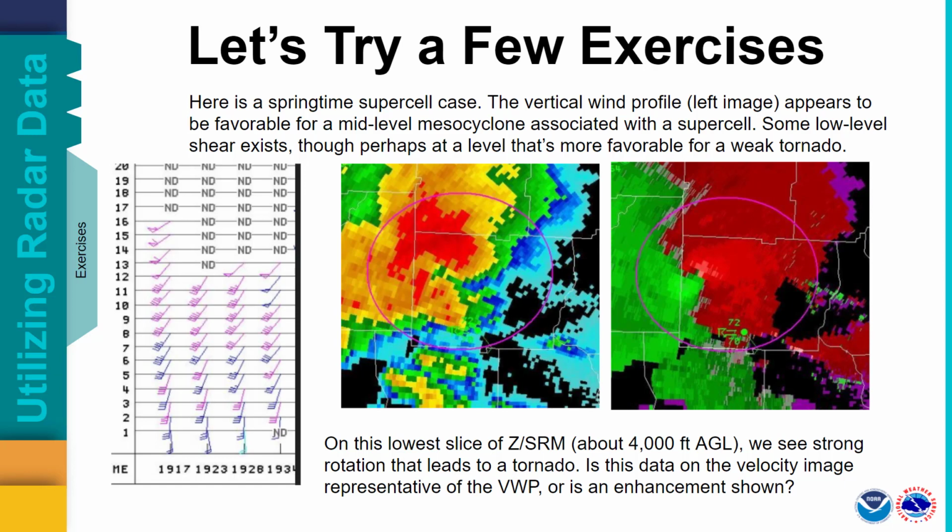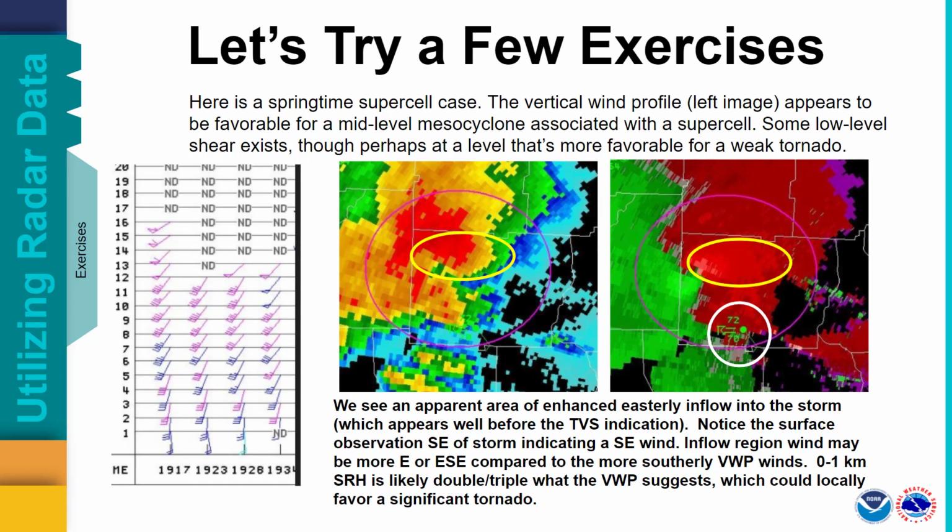Is this data on the velocity image representative of the VWP, or is an enhancement shown? We see an apparent area of enhanced easterly inflow into the storm, which appears well before the TVS indication. Notice a surface observation southeast of the storm indicating a southeast wind. Inflow region wind likely will be more east or east-southeast compared to the more southerly VWP winds. Thus, 0 to 1 kilometer SRH is likely double or triple what the VAD wind profile would suggest, which could locally favor a significant tornado.